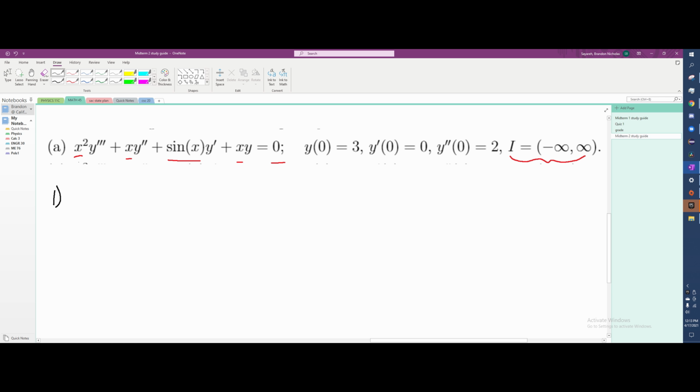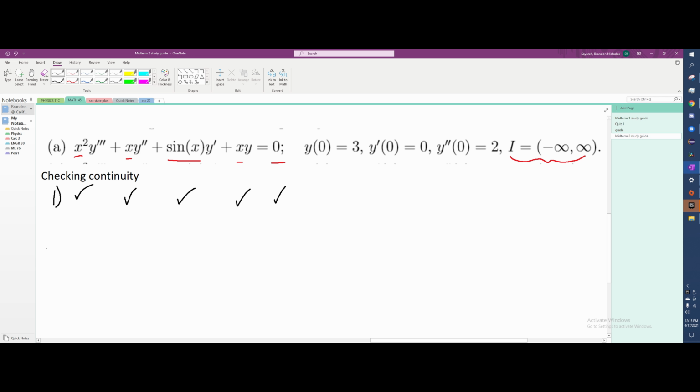So if we check that for this first part, x squared y triple prime, we get that it is continuous. So this is good. For x y double prime, this is also going to be continuous on negative infinity to infinity. Sine of x is also continuous on negative infinity to infinity. X is continuous on negative infinity to infinity, and 0 is just 0 on negative infinity to infinity. So it passes that test.